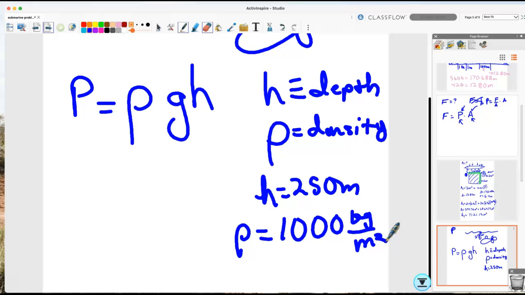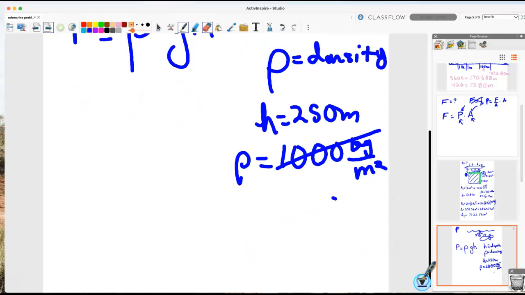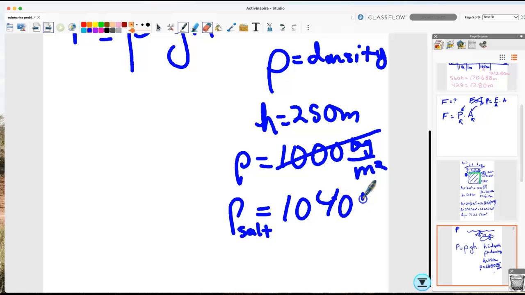Well, be careful. How many submarines are in fresh water? That's a place we can make a mistake. We need the density of salt water. That's 1,040 kilograms per meter cubed. So be careful. That's a place that you can make a mistake.